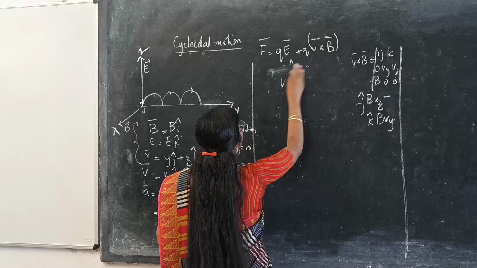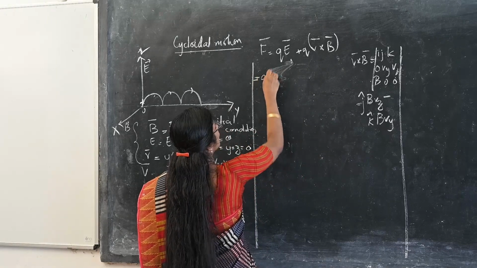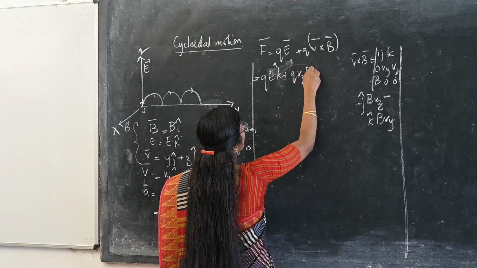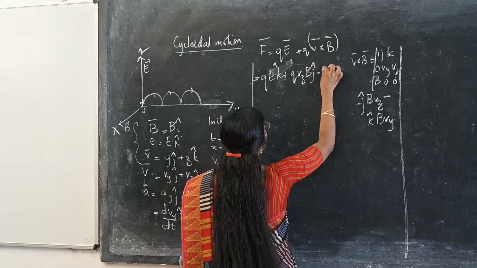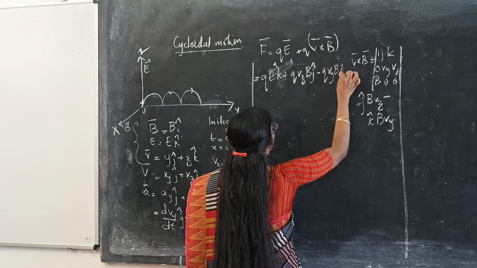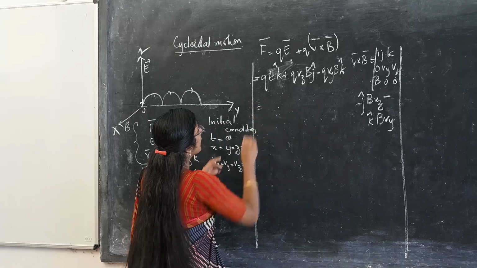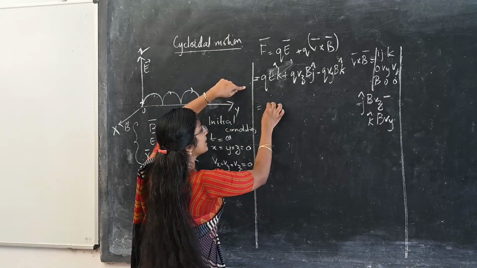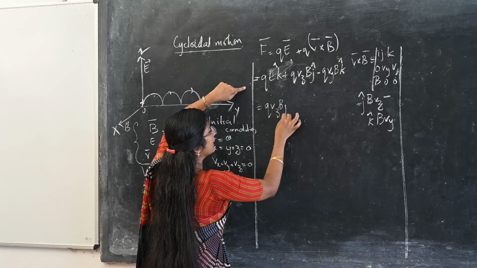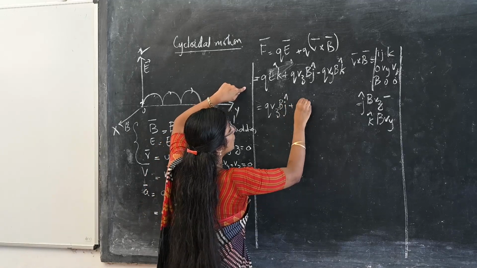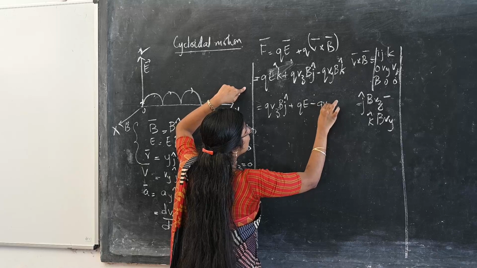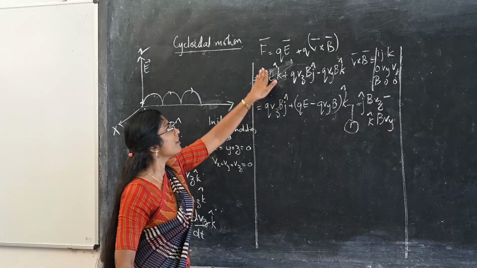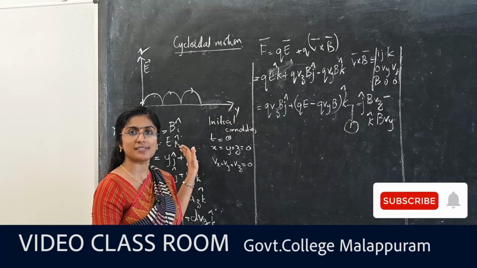So, I will get this is equal to QE k cap plus Q Vz B j cap minus Q Vy B k cap. I am going to group the k component terms together and write the j component terms separately. So, that I get Q Vz B j cap plus (QE minus Q Vy B) k cap. This is my equation 1. So, I have written down the Lorentz force corresponding to this charged particle.